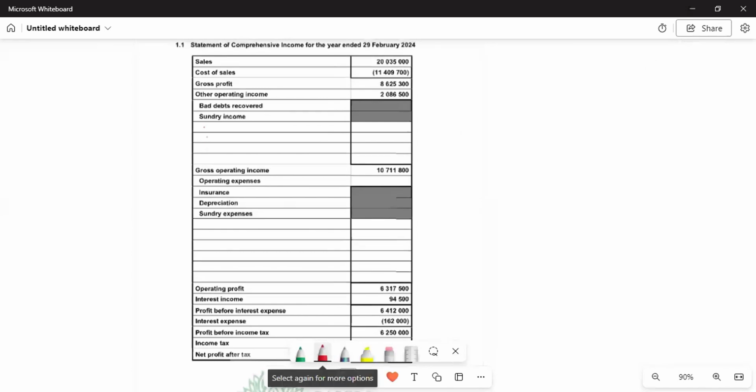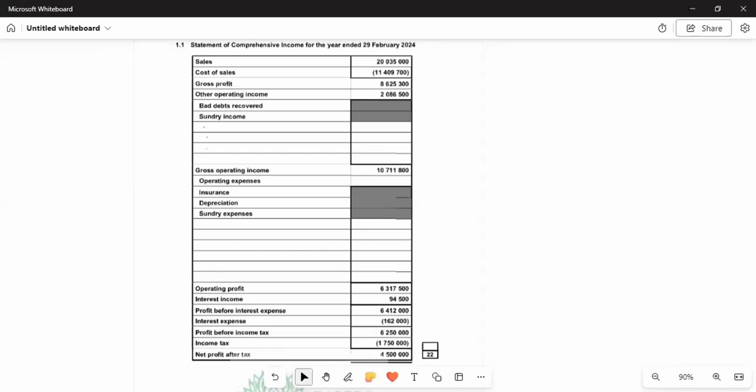So now what I need to do, I need to classify my other operating income. Now with other operating income, there's no need for me to recognize bad debt recovered as well as sundry income because these are highlighted. I need to classify other incomes as well as other expenses. So the only focus on this income statement is going to be on classifying incomes as well as expenses. As you can see, the other information was given here, including here at the bottom. Now, let us try and go about classifying.